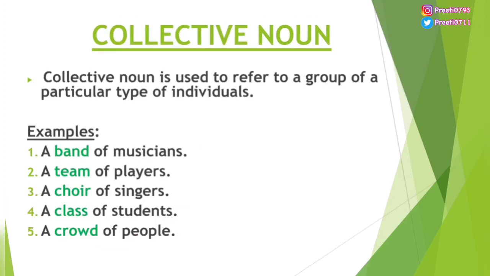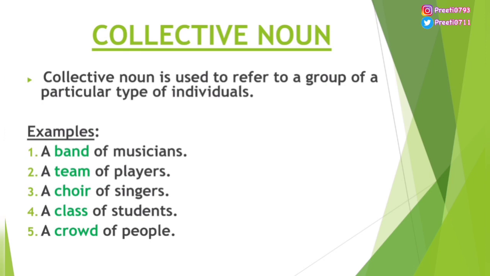Coming to another type of noun, which is collective noun. It says collective noun is used to refer to a group of particular type of individuals. Collective noun is not a noun which refers to an individual. Rather, it refers to the group of those individuals. Look at the examples given here. The first example says a band of musicians. So the word band here is referring to the whole group of musicians here.